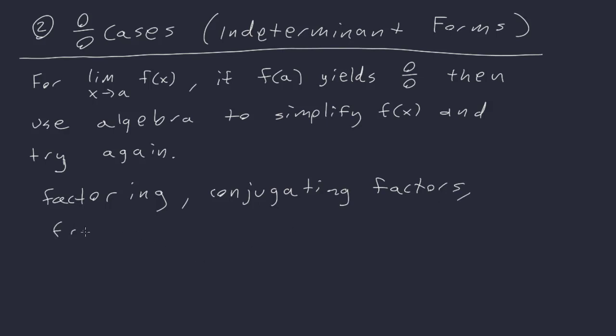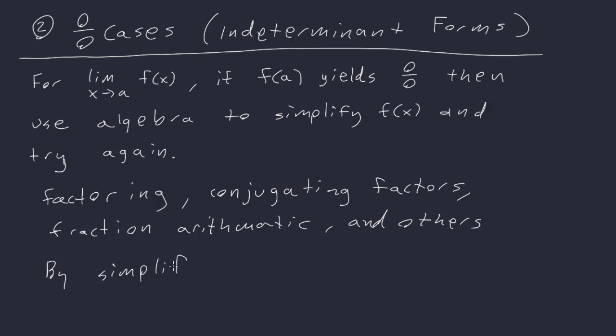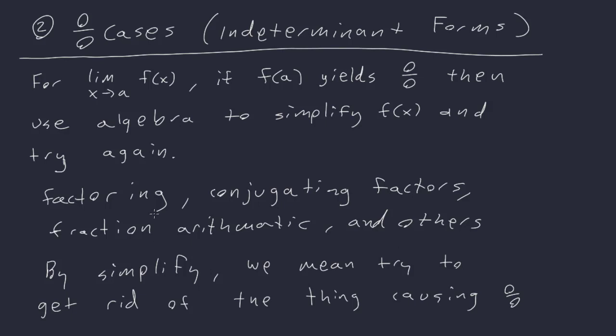fraction arithmetic is a big one. And others, right? There are lots of algebra techniques that we can apply. We just need to simplify f of x. And by simplify, we mean get rid of the thing that's causing the 0 over 0. So let's look at an example, and I think hopefully it will start to make some sense when we start doing these.